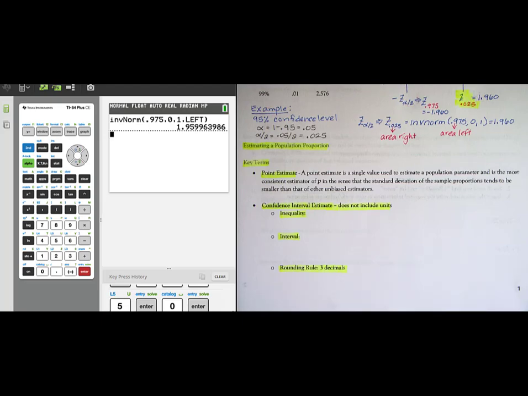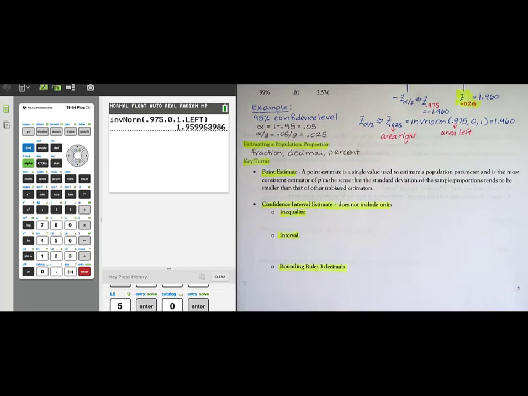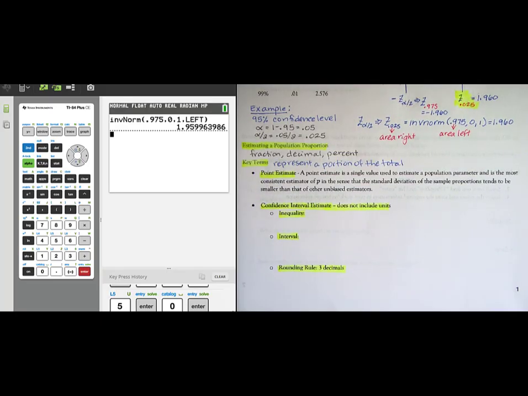We'll begin our discussion on estimating a population proportion by first discussing what a proportion is. A proportion can be given to you as a fraction, a decimal, or a percent, and they're used to represent a portion of the total group. In this section, we want to use a sample to estimate a population proportion.